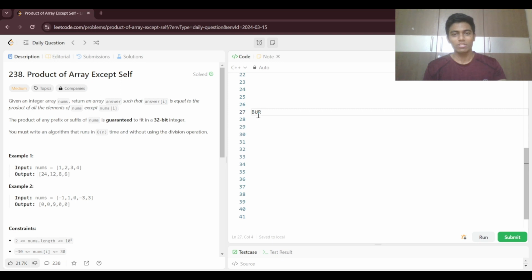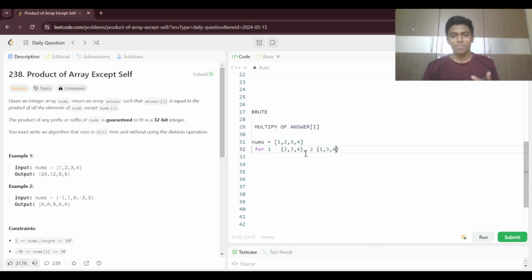For the brute force solution, the question says that we need to find the product, and this is going to be answer[i], which will contain all the elements but not the current element. Suppose let's take this particular example. For 1, it is going to consider 2, 3, 4, and for 2 it is going to consider 1, 3, 4.